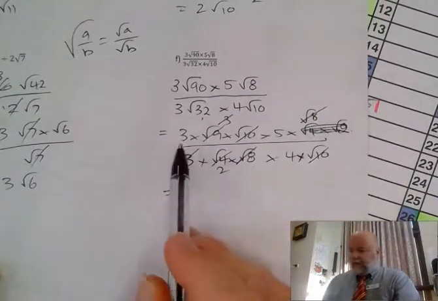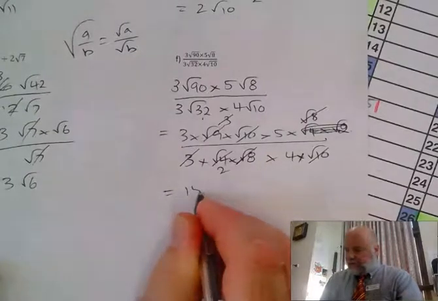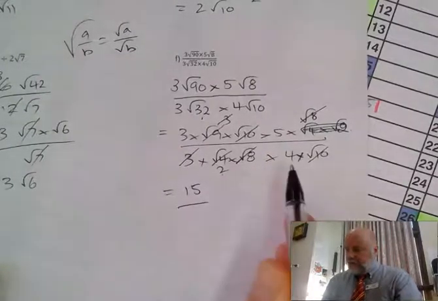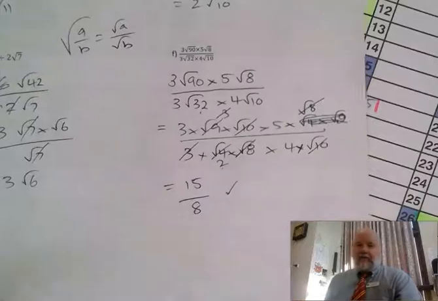So what have we got left? I've got 3 times 5, which is 15. I've got that 2 times that 4, which is 8. And that's your answer in its simplest form.